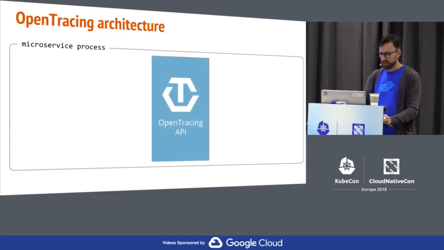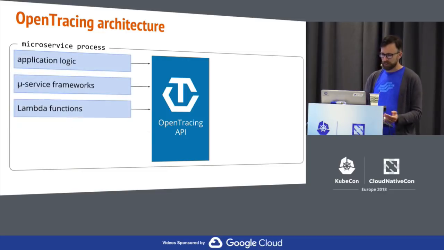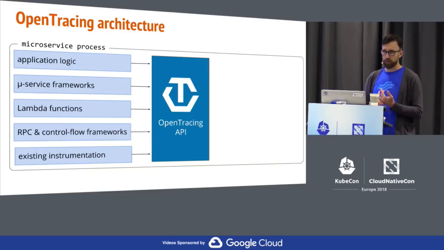The architecture of the project is pretty simple. There's an API that's deliberately very narrow and limited. I think it benefits from a small scope. And then there are a bunch of things on the left and a bunch of things on the right. On the left, you have a variety of things, like everything from normal business logic to frameworks and existing instrumentation, you name it. They call the OpenTracing API to create spans, propagate spans, tag spans, that sort of thing.